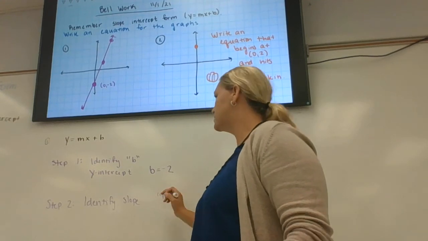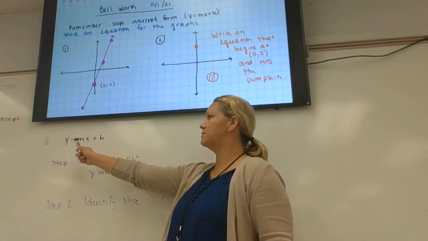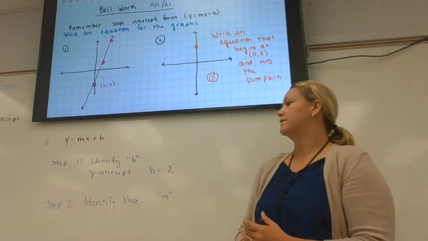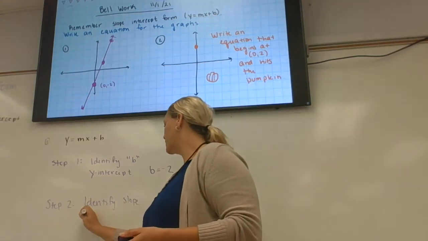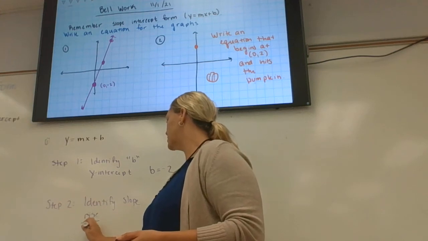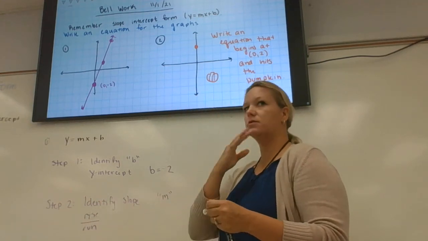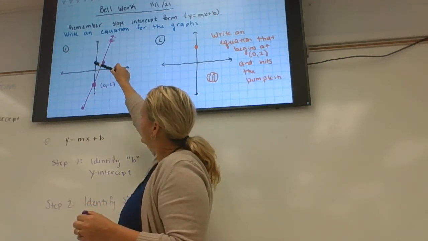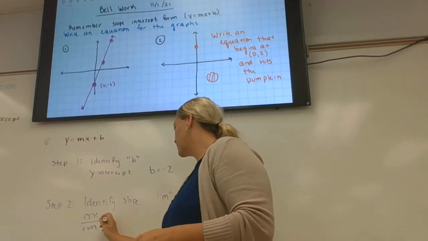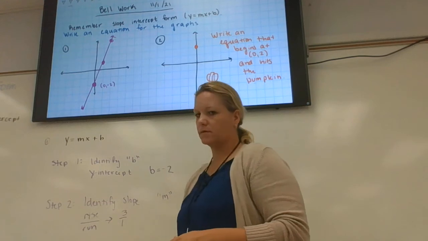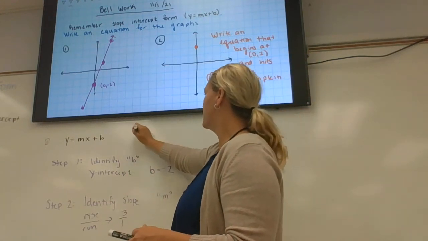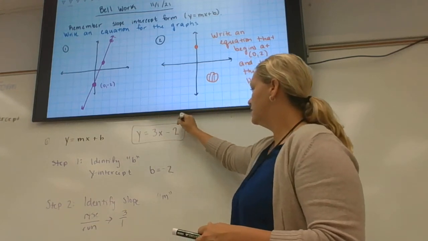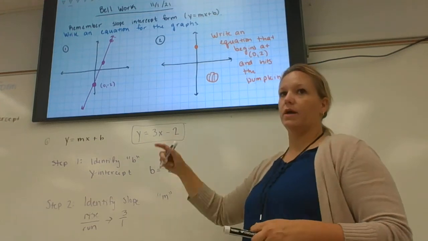And every slope-intercept equation has a number in the m spot and a number in the b spot. So what did you guys get for rise over run in number one? Up 3 over 1. Let's look. It's easier for me up close. So I'm going to start here. Count rise: 1, 2, 3 over 1. So our answer then is y equals 3x minus 2. Put the slope in the m spot. Put the y-intercept in the b spot.